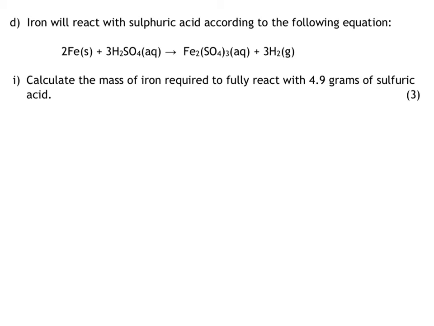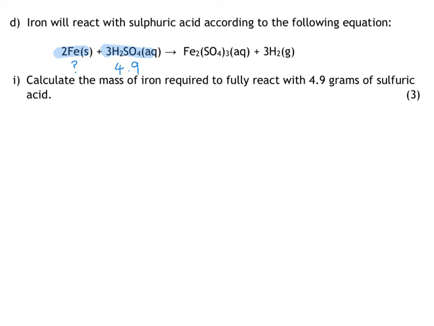Part D of this question is a reacting mass question rather than an empirical formula. So we've got a balanced equation and we're asked to calculate the mass of iron required to fully react with 4.9 grams of sulfuric acid. So the two things that I'm interested in are the iron and the sulfuric acid. I can ignore everything else. And I know that I have 4.9 grams of sulfuric acid, and I don't know the mass of the iron.